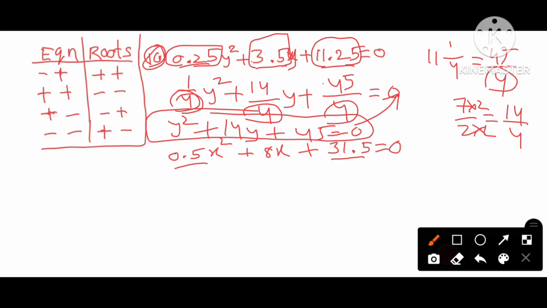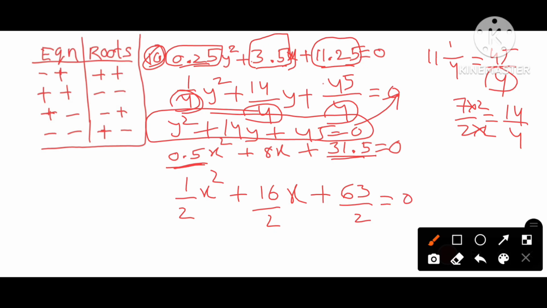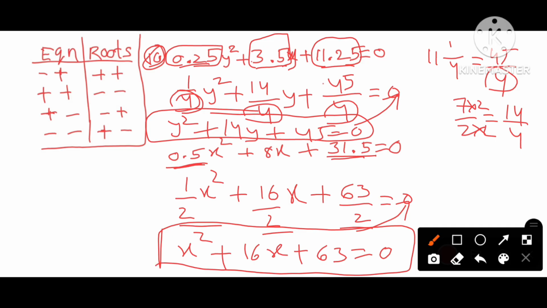And similarly for the second one, 0.5 means it is 1/2 x square, and 16 divided by 2 x, plus 31.5 means 63 divided by 2, equals 0. The LCM of all the bases is 2. So taking the 2 to this side, we get 0 into 2. So we are left with x square plus 16x plus 63 equals 0. We can find the roots for this one. So comparing the roots for those two, we can clearly say the answer.